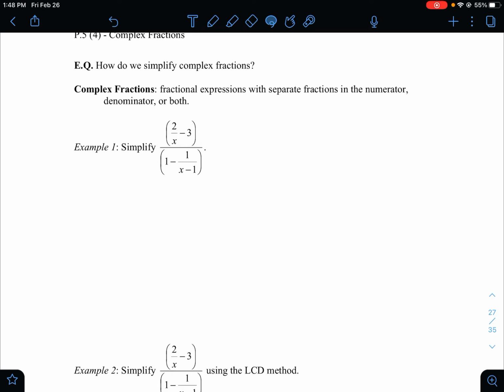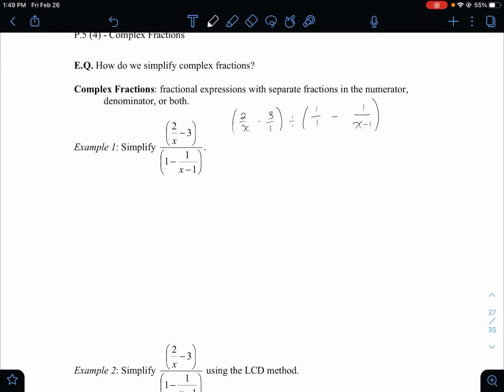We're first going to look at this example and notice how we have 2 over x minus 3 in the numerator. So we have a fraction in the numerator of a fraction. And then it's divided by, or in the denominator, 1 minus 1 over x minus 1. The first thing I like to do is rewrite this division so that it's horizontal. So 2 over x minus 3 over 1, and I will make everything into a fraction, divided by 1 over 1 minus 1 over x minus 1.